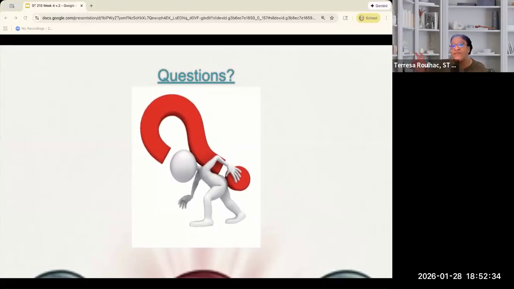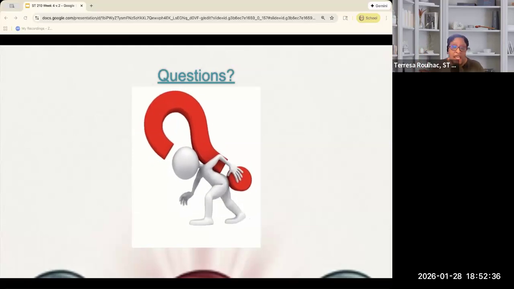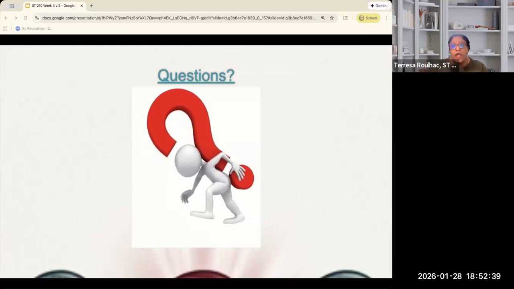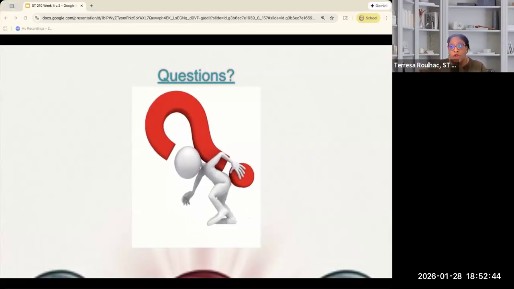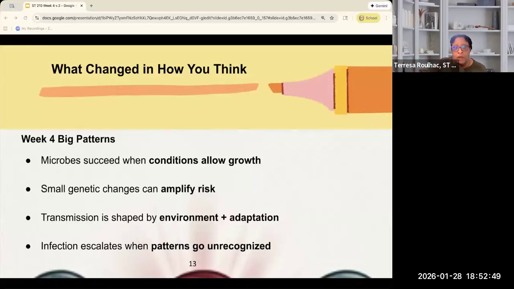I get it. Microbe is a very dense course. And so I'm trying to break it down to a point where you feel comfortable and confident going into this upcoming midterm and even just this week. Now, this week is all about learning how growth depends on environment, how genetics accelerate risk, how transmissions adapt when conditions change. As we get into next week and midterms, all of this is very important.